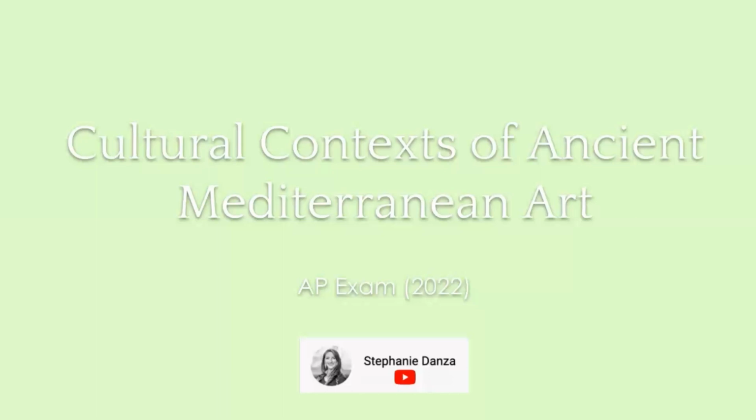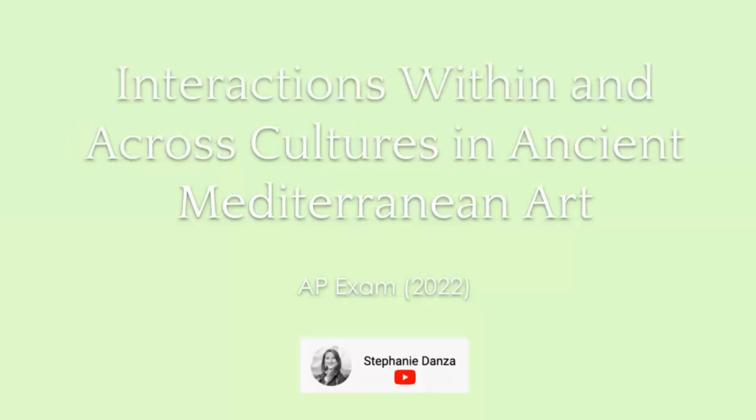Roman architecture is also characterized by borrowing from its immediate predecessors, Greek and Etruscan, and by technical innovation. Interactions within and across cultures in ancient Mediterranean art: works of art illustrate the active exchange of ideas and reception of artistic styles among the Mediterranean cultures and the subsequent influence on the classical world.